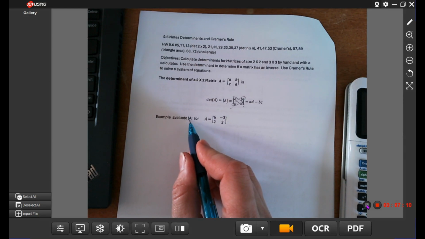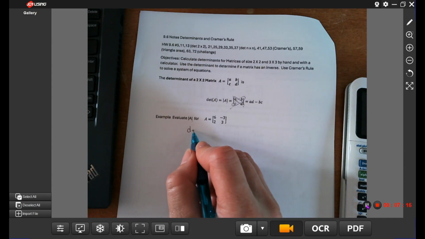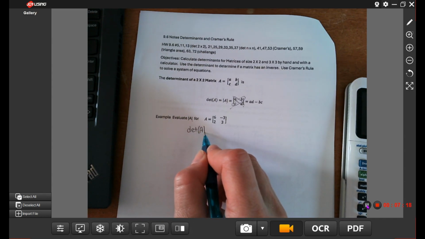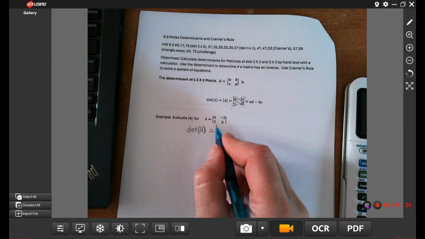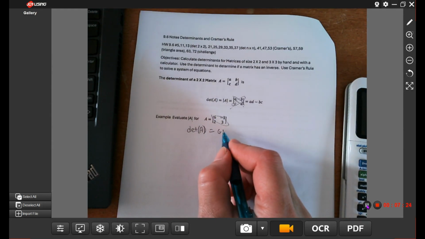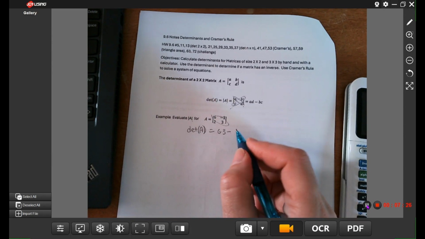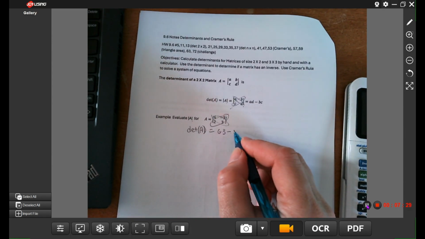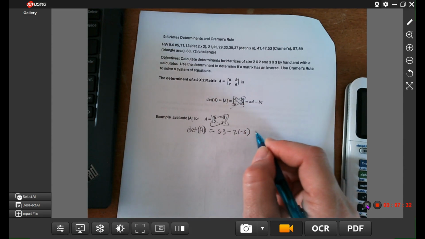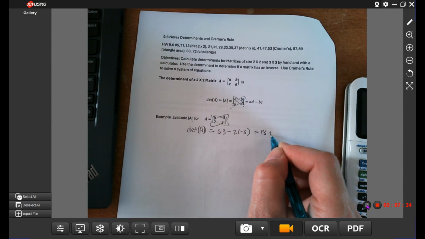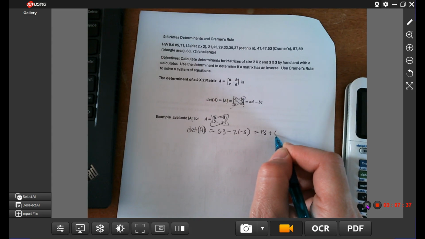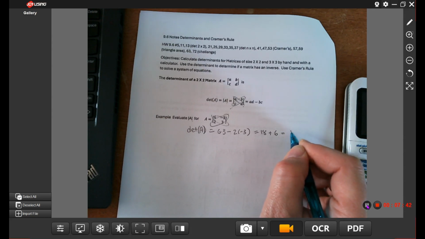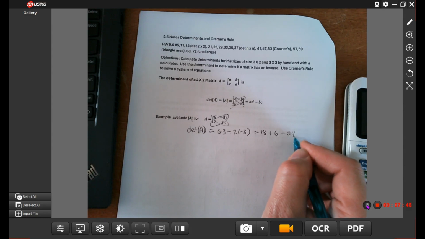So let's find the determinant. Absolute value bars in matrix land mean determinant. So I'm going to try to use a bunch of notations here. So determinant of matrix A, in this case, is going to be forward diagonal, 6 times 3, minus the other diagonal, 2 times -3. So that would be 18 plus 6. So that would be 24.